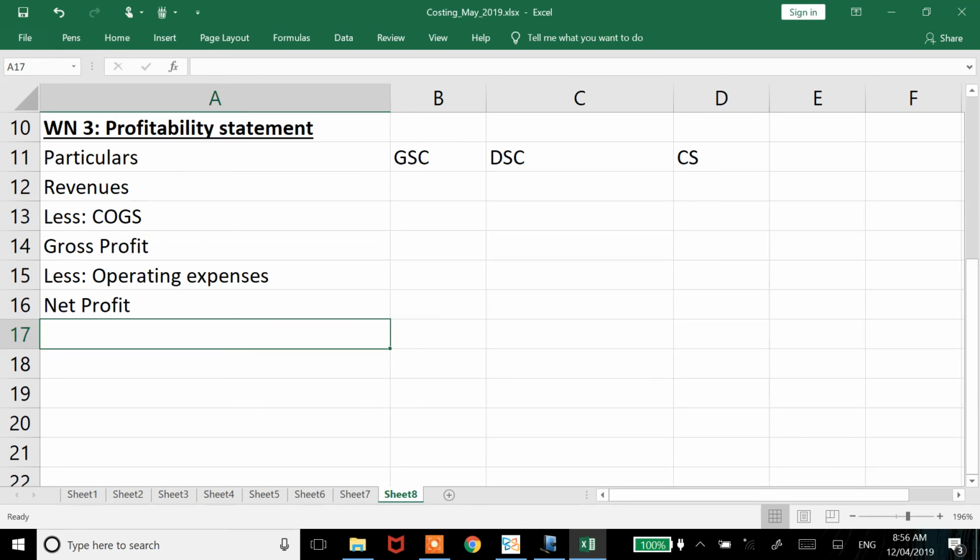Where will operating expenses come? It will come from working note 2 when you do. For the time being, I am writing 8,08,000 equally for all the 3. That's just to explain one more concept. Any doubts on this? What's the revenue figure?